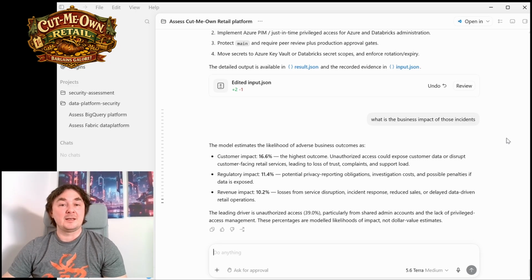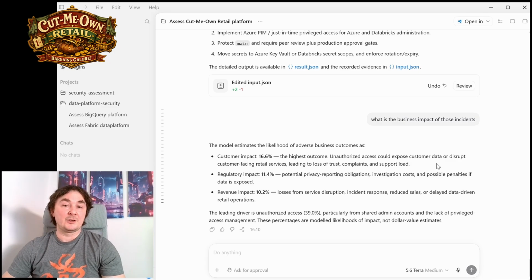And even more, we now can ask what is the business impact of those incidents, and based on my current numbers, the customer impact is 16.6. It is the highest outcome, and it basically means that because of the unauthorized access, we could have exposure of customer data and disruption to customer-facing services, and that would lead to a loss of trust, complaints and support load.